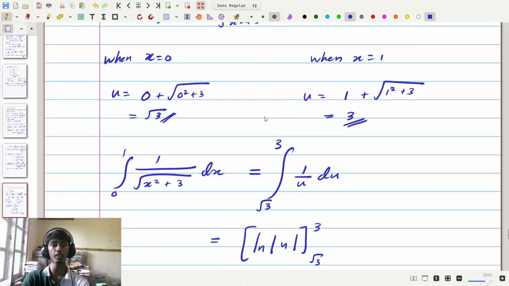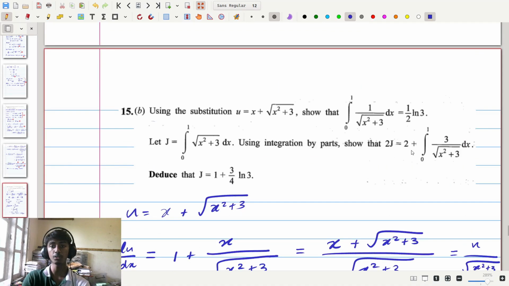We wanted to show that 2 times j is equal to 2 plus the integral from 0 up to 1 of 3 over square root of x squared plus 3 dx. Now finally, what we need to do is to deduce that j is equal to 1 plus 3 over 4 times natural logarithm of 3.